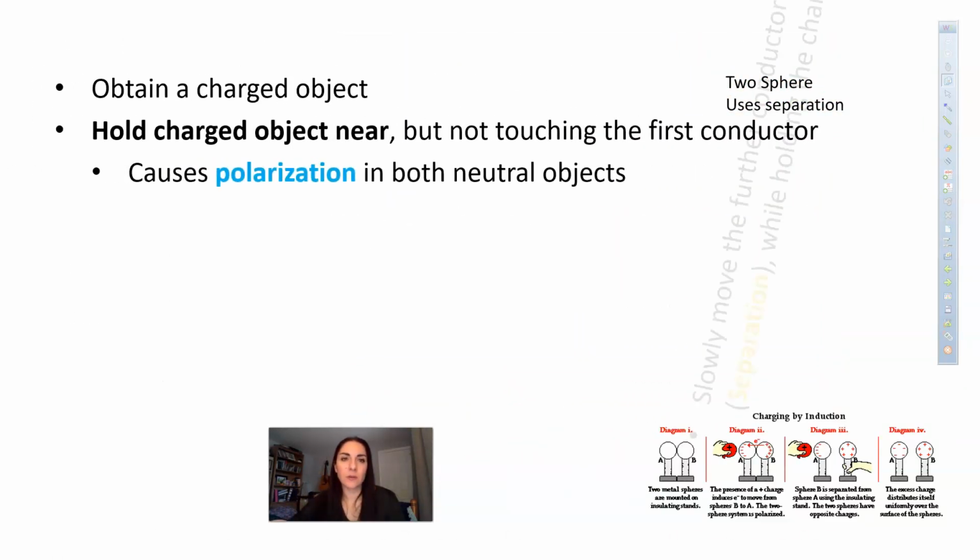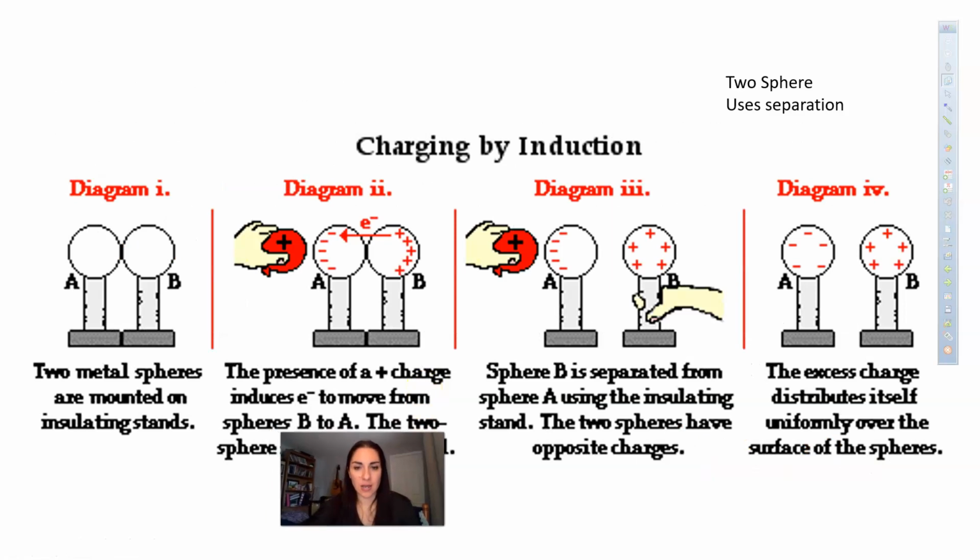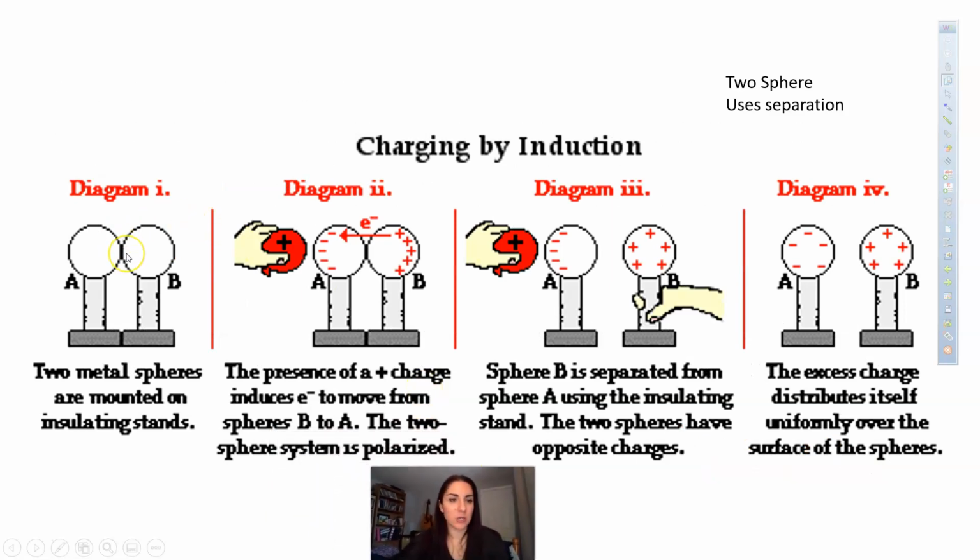So you can use a different method with two-sphere separation. Instead of using one sphere, I have a bigger slide on the other page, and I have it in words there. What you do is you take two objects and put them next to each other. So this would be like two soda cans. I would take two soda cans and put them together. I would do the same steps: I take the charged object and allow for polarization to happen.